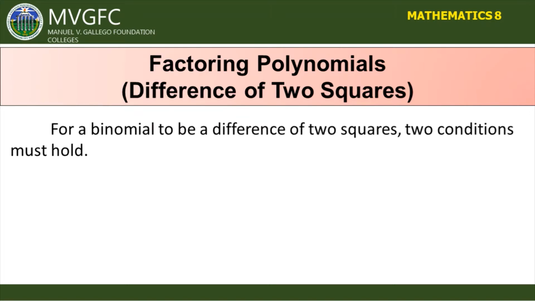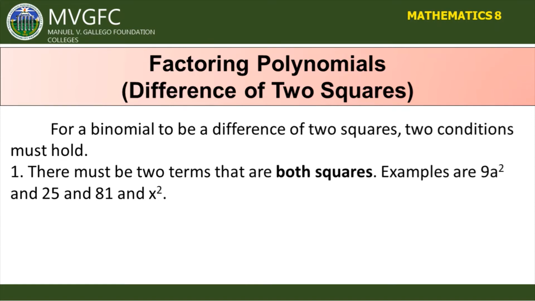As stated here, for a binomial to be a difference of two squares, two conditions must hold. Number 1, there must be two terms that are both squares. Examples are 9a squared and 25, and 81 and x squared. How can they become both squares? Let us see.